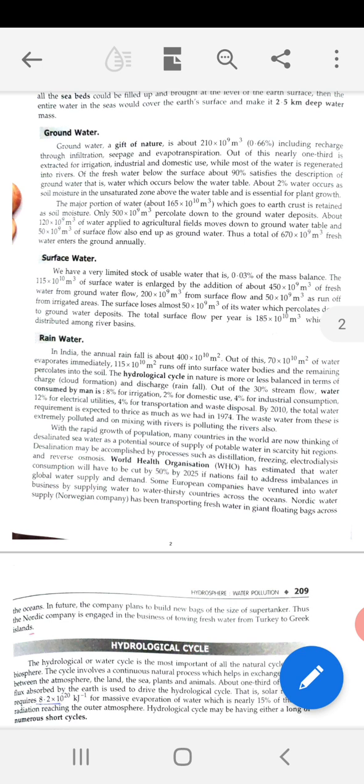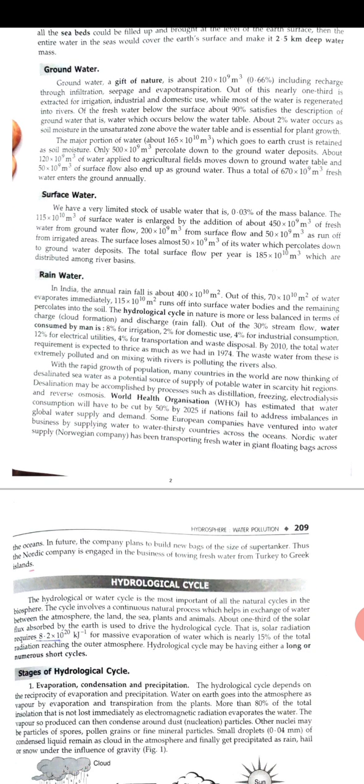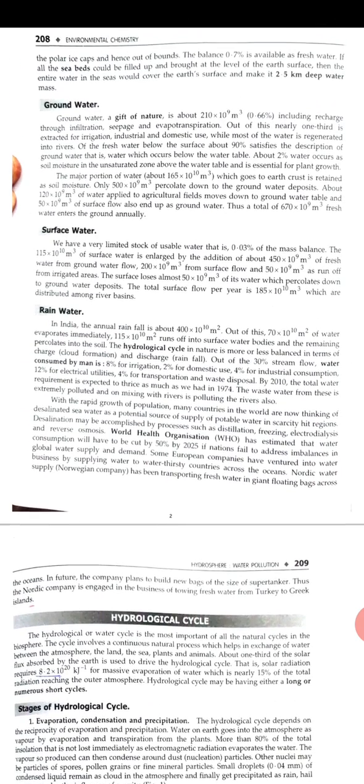Only 500 × 10^9 m³ percolates down to the groundwater deposits. About 120 × 10^9 m³ of water applied to agriculture fields moves down to the ground table, and 50 × 10^9 m³ of surface flow also ends up as groundwater. Thus, a total of 670 × 10^9 m³ of fresh water enters the ground annually. Now we will learn about surface water.